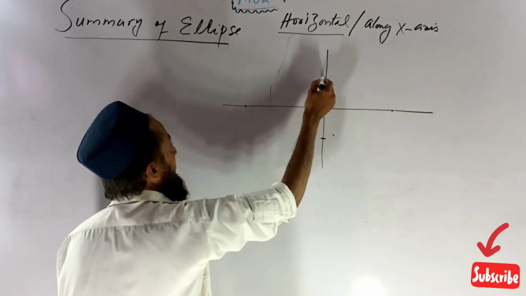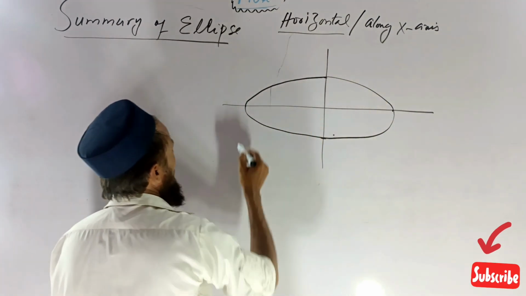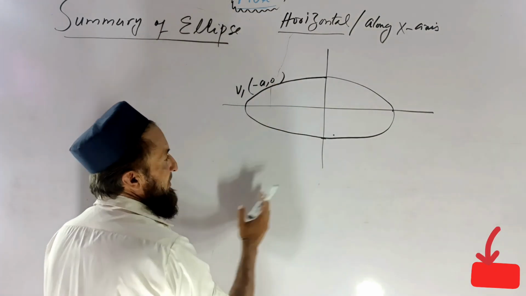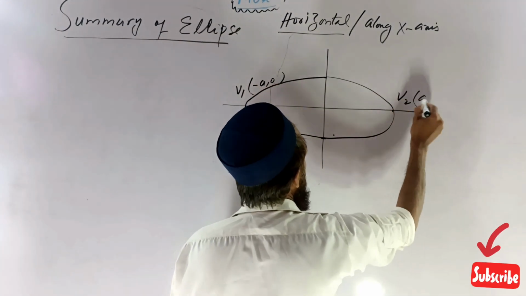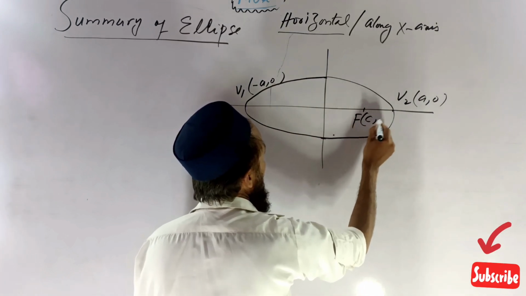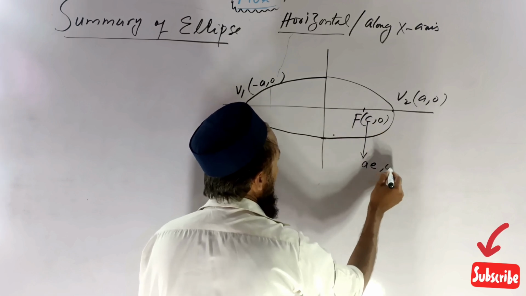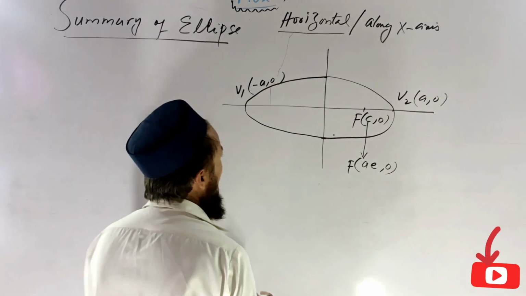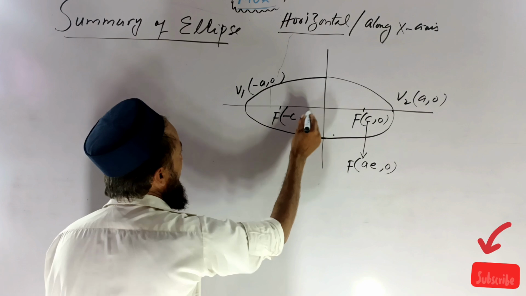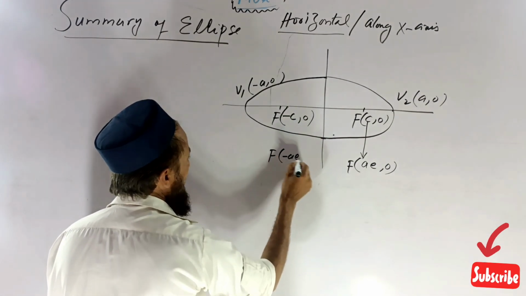So if we draw the ellipse, these points we give the names V1 (minus A) because that is the left side, and this will be V2, that is the right side. And the focus we are applying here: focus C is 0. C is also equal to AE. We can write A is 0, also F. And on the left side we put here minus C and 0. If we write here F, minus AE and 0.